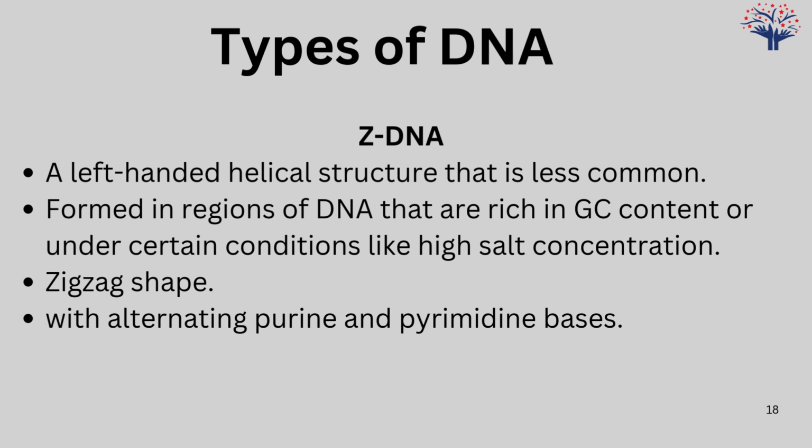Z-DNA. A left-handed helical structure that is less common. Formed in regions of DNA that are rich in GC content or under certain conditions like high salt concentration. Zigzag shape, with alternating purine and pyrimidine bases.